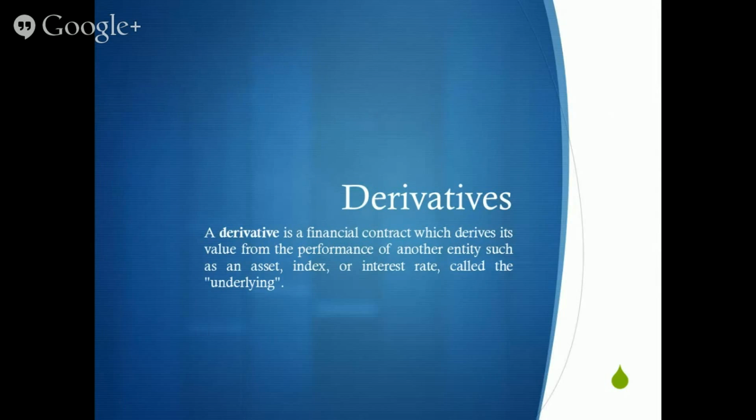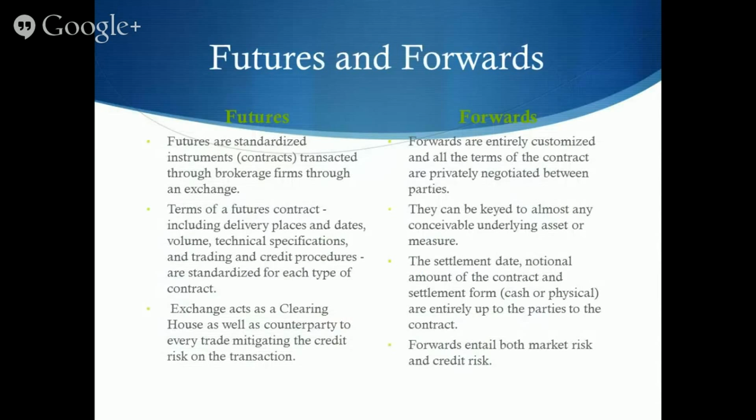Next is derivatives. So what is a derivative? A derivative is a financial contract which derives its value from another underlying asset or index or interest rate. So there are four classifications which we have covered: futures, forwards, options, and swaps.